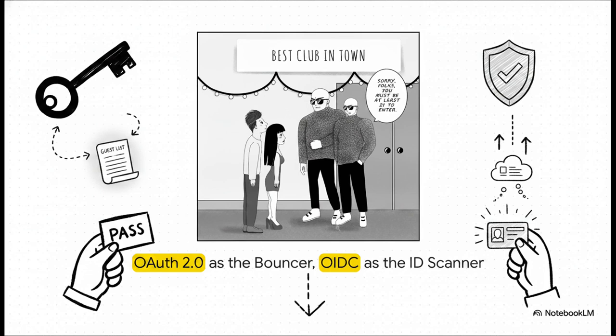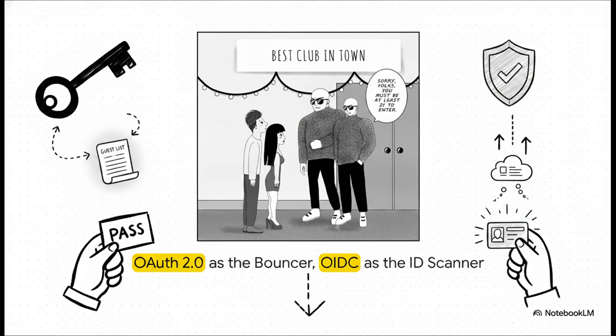If you only rely on OAuth 2.0, you are basically handing a bouncer at a club a pass that just says, this person is allowed to look at photos. The bouncer reads it, lets you in, but they have absolutely zero idea what your name is, what your email is, or when your birthday is. They just know you have permission. OIDC steps in to fix this awkward gap.